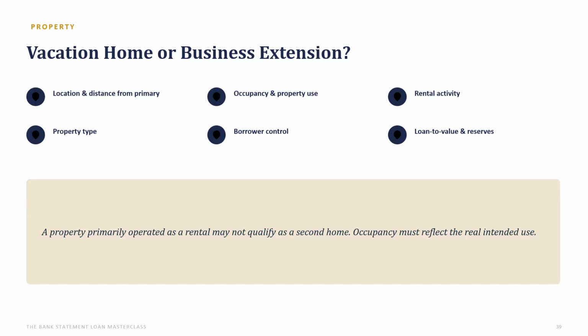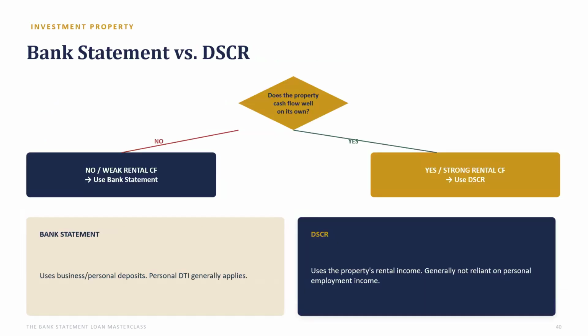Vacation home or business extension. Location, distance from primary home is what we're going to look at. Occupancy and proper use, rental activity, right? We're going to look at these things. A property primarily operated as a rental property may not qualify as a second home. Occupancy must reflect the real intended use.